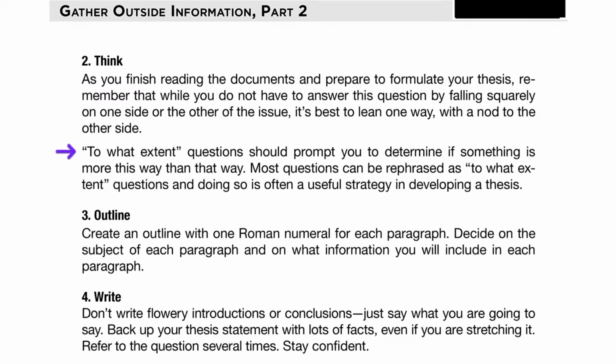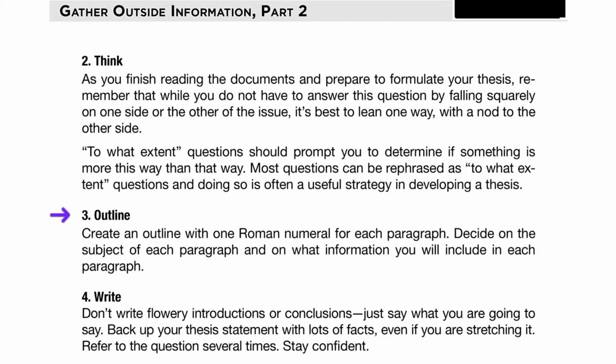And to what extent always gives you the freedom to have a little nuance in your thesis. So decide how you're going to phrase your thesis statement. As a matter of fact, you might even want to write the thesis statement first just to make sure you've got it clear in your head. Then we're going to outline.